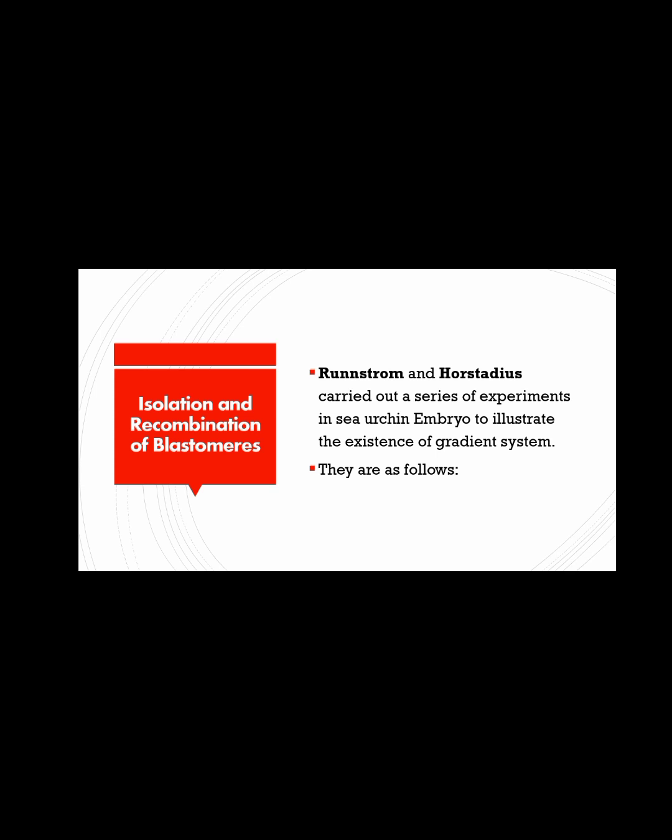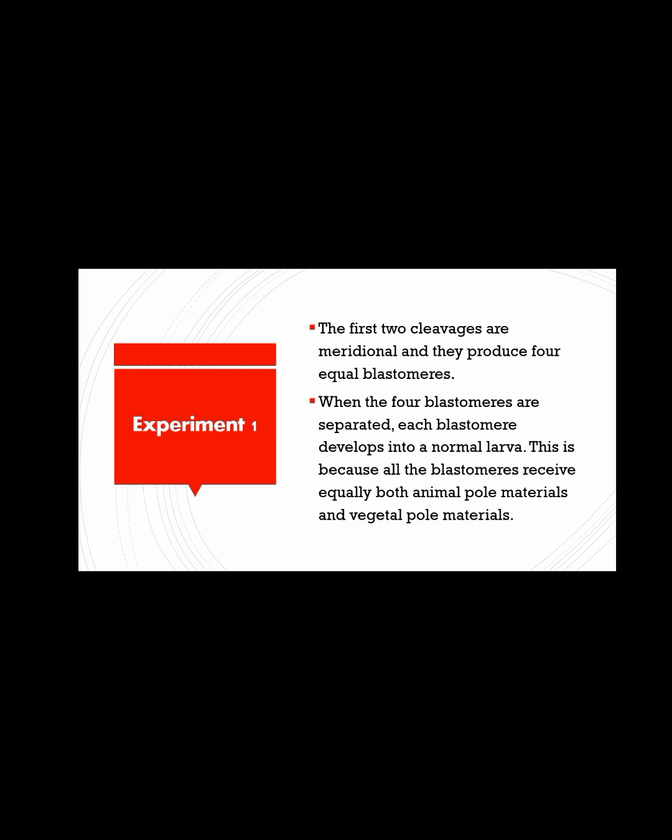Let's see about it. Experiment number one: the first two cleavages are meridional and they produce four equal blastomeres. When the four blastomeres are separated, each blastomere develops into a normal larva. This is because each blastomere receives equal animal pole material and vegetal pole material.